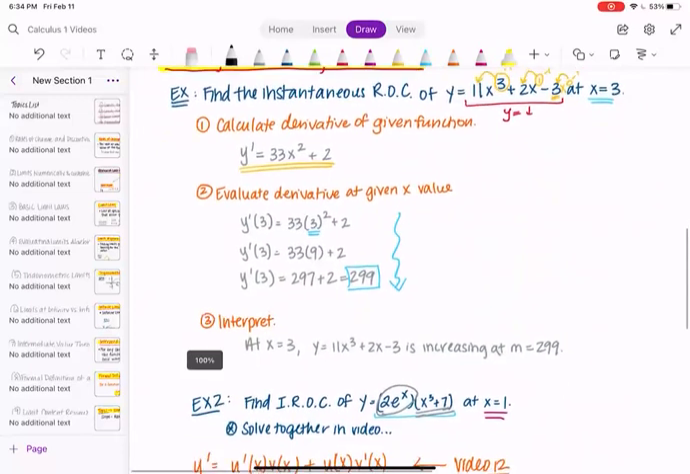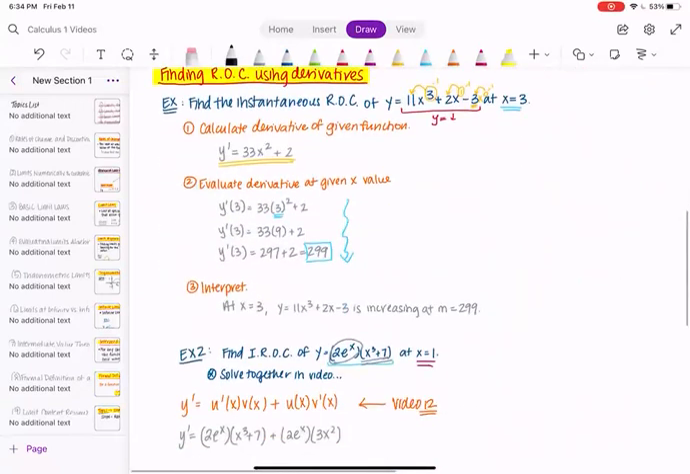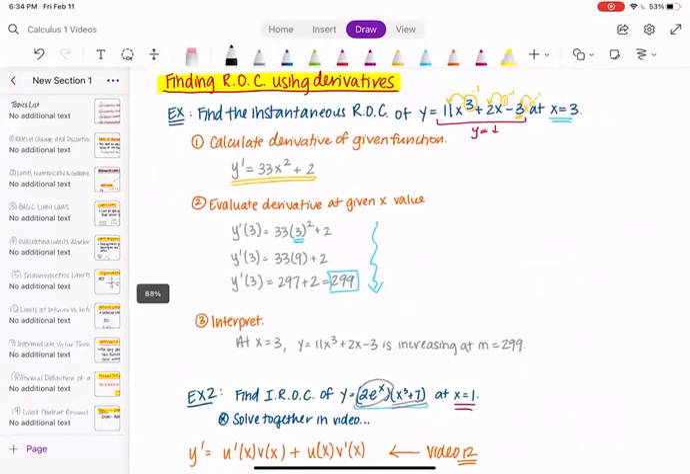And then other than that, my recommendation is just to practice your derivative rules, because beyond that, it's just plugging in the value they give you. So keep practicing and best of luck.